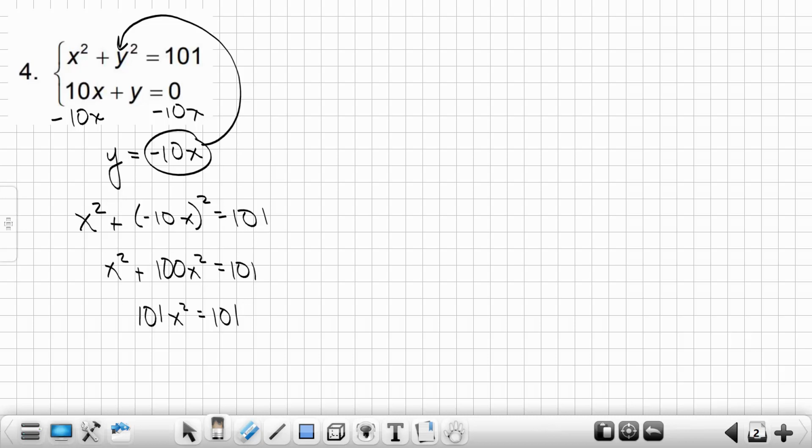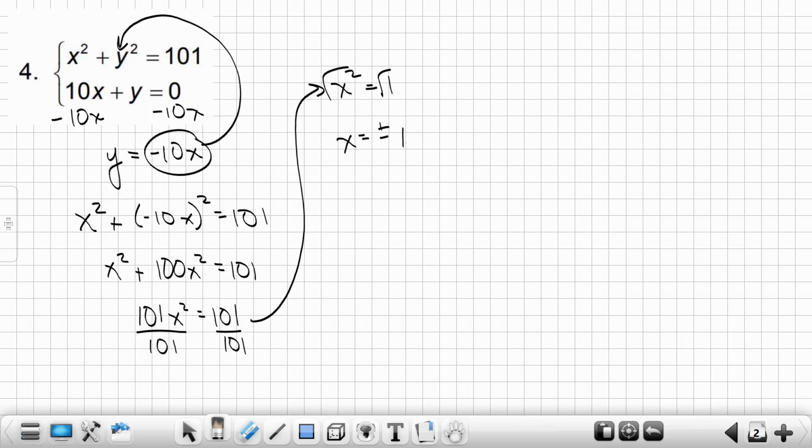Now what do I do? Divide. X squared equals 101 over 101, so x squared equals 1. X squared equals 1, so square root both sides. X equals 1.